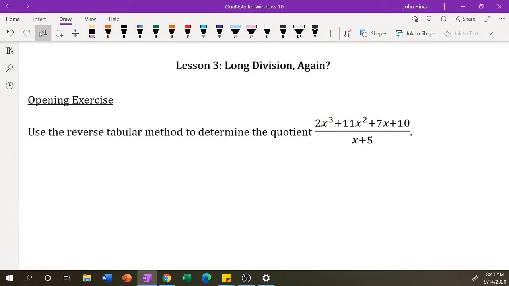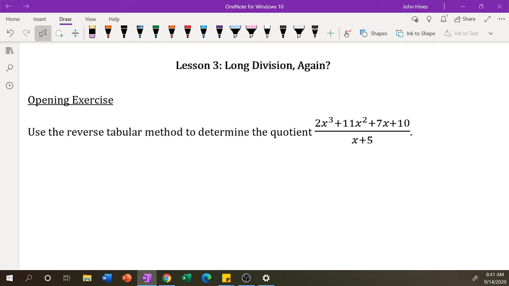Time. Hi everybody, welcome to lesson 3 where we're going to be going over another division technique for when we divide polynomials. So in lesson 2, we were using the reverse tabular method to divide polynomials. Now we're going to take a trip back to elementary school and use the long division algorithm that you know and love since 4th grade.